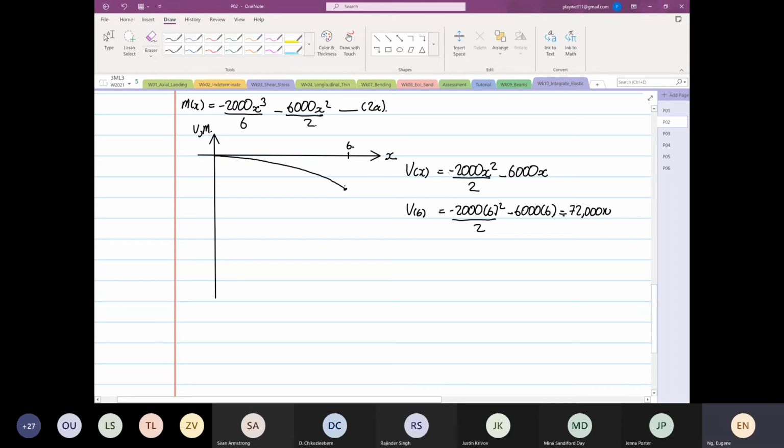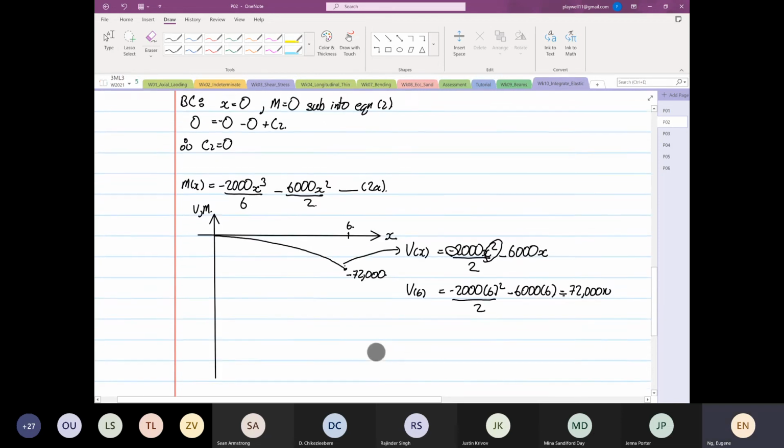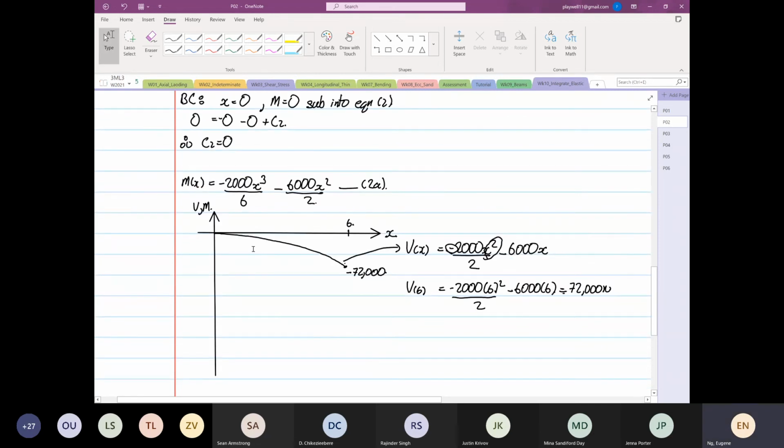Right. And it is a second order polynomial equation and it's a sad face. Okay. So this belongs to here, this equation, and is equal to minus 72 at distance 6. And then our next equation, which is M as a function of x is equal to minus 2000 x cubed over 6 minus 6000 x squared over 2.